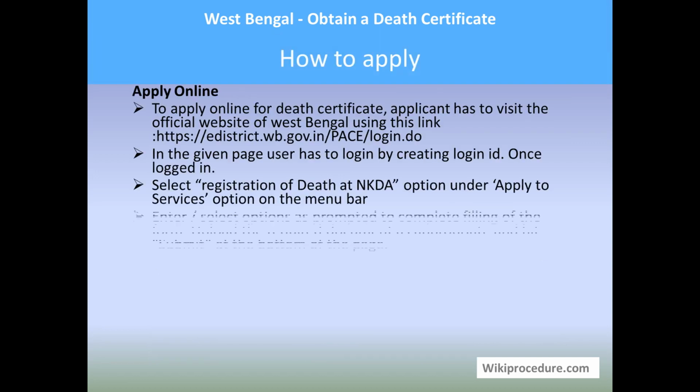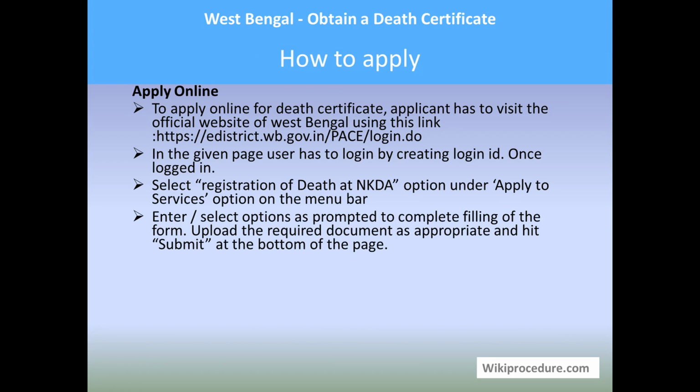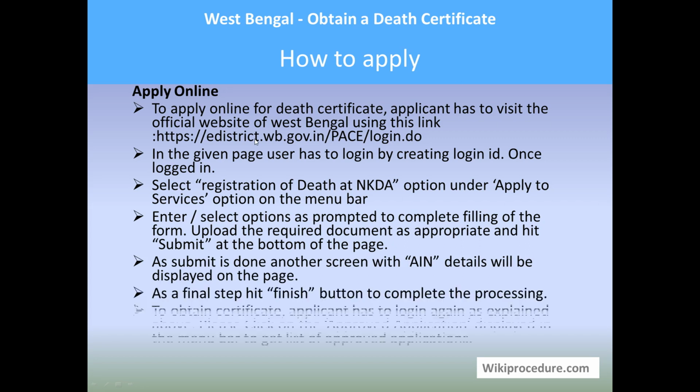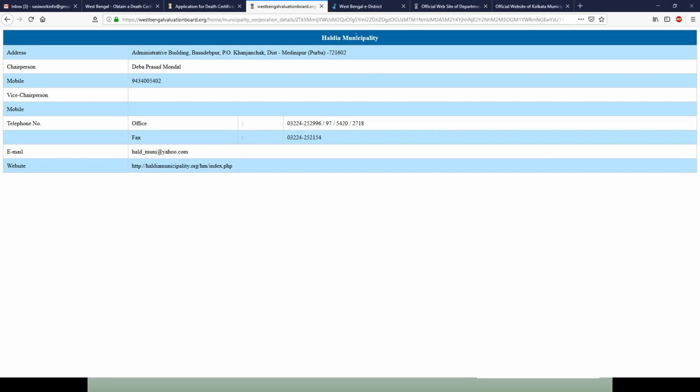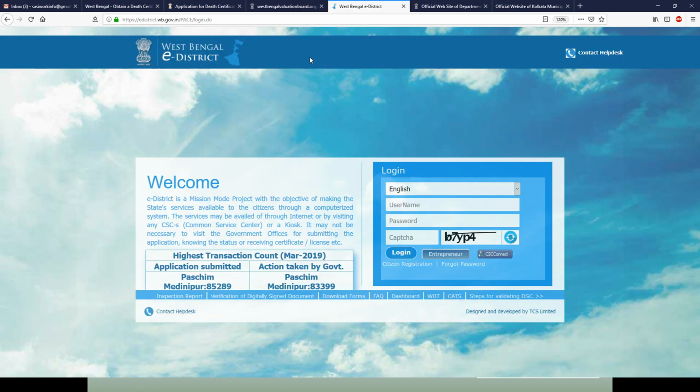Let us see how to apply online. To apply online for a death certificate, the applicant has to visit the website link provided here. You can reach the website with the help of the link. Click this link to reach the page. So this is how you will get the page. If you have not created your citizen registration, then do the registration, use the username and password, and get logged in.